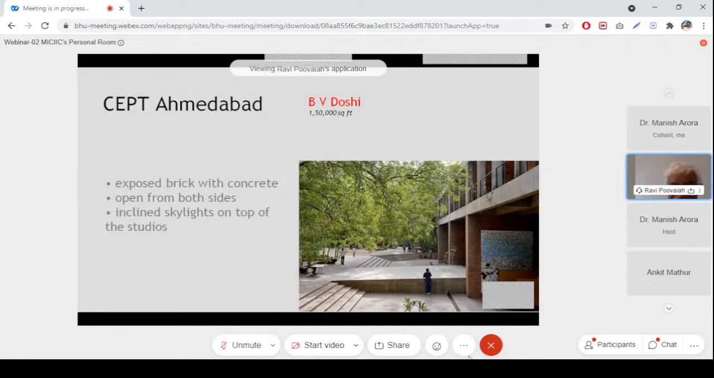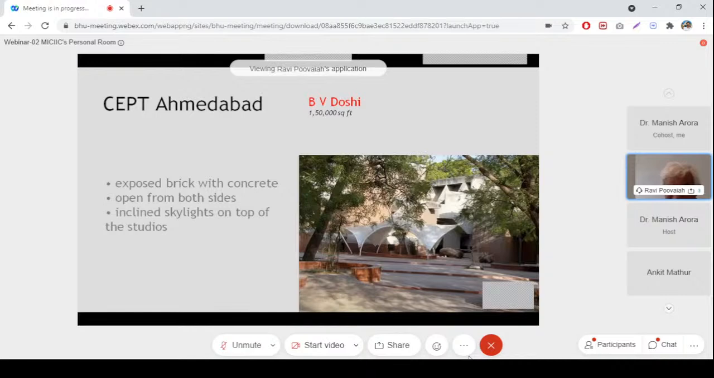We also have beautiful examples from our own country. This is the Center for Environmental Planning and Technology in Ahmedabad, designed, of course, by architect B.V. Doshi. Open to sky, it's exposed brick with concrete, large spaces, beautifully done. It has spaces for you to sit around and chat. You feel like you're in an environment which leads to creativity.